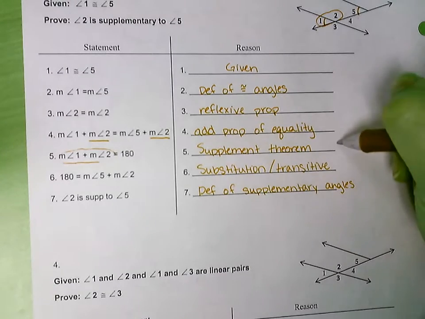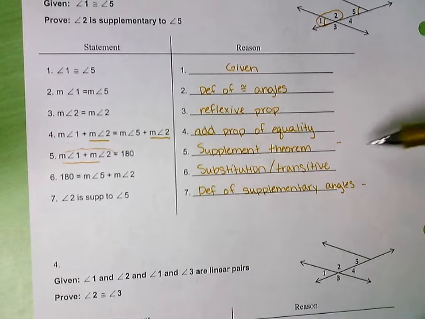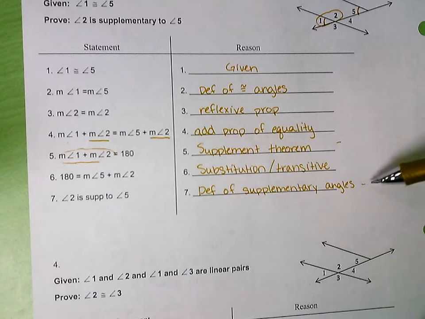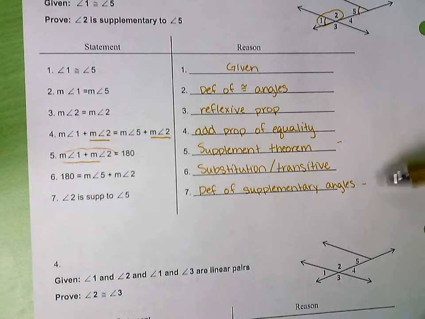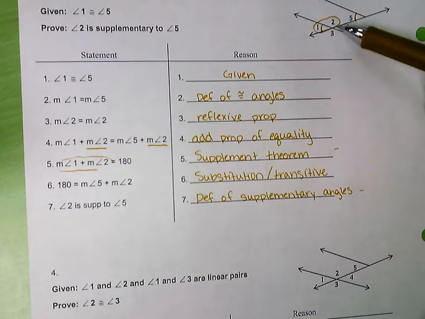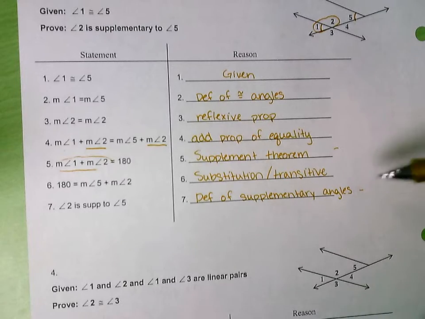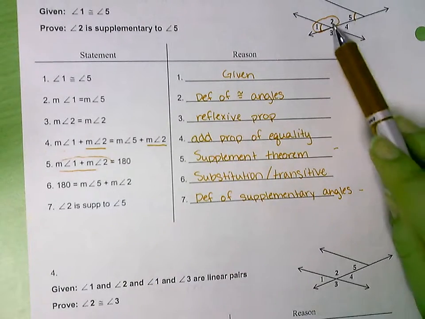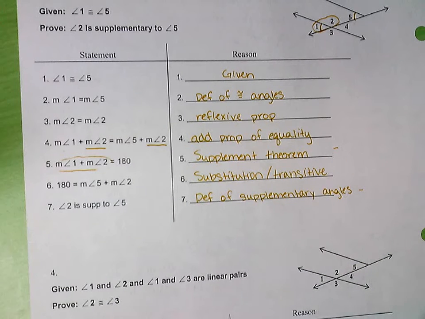Okay, so again, these two right here are different. Your supplement theorem is different from the definition of supplementary angles. Supplement theorem we use with a linear pair shown on our picture. Definition of supplementary angles is just two angles added together to be 180, and you can say then they are supplementary. Do you have any questions on how I did each of those steps?